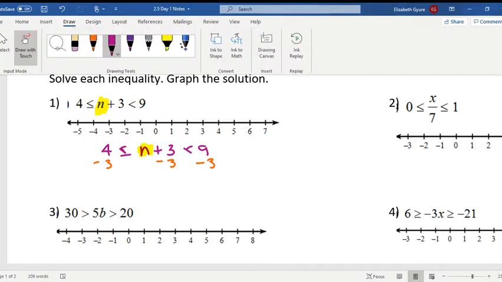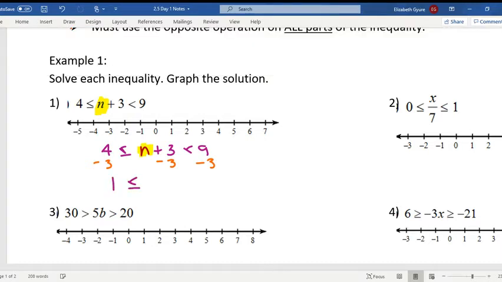All right. So then you just go through and simplify. What's 4 minus 3? 1 is less than or equal to, then in the middle you'll only have your n left, is less than, and then what's 9 minus 3? 6. And there is your inequality. So what this actually means is that your numbers are between 1 and 6. So this is a range, is kind of what this is.